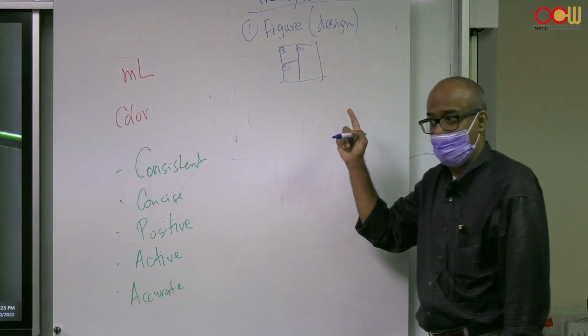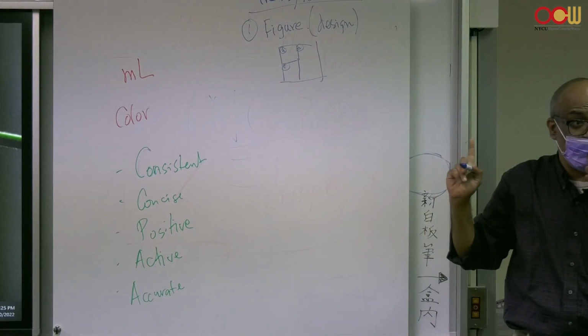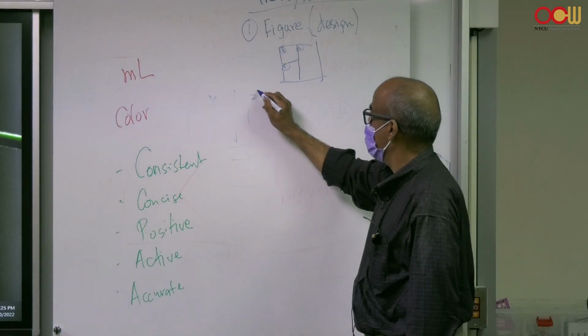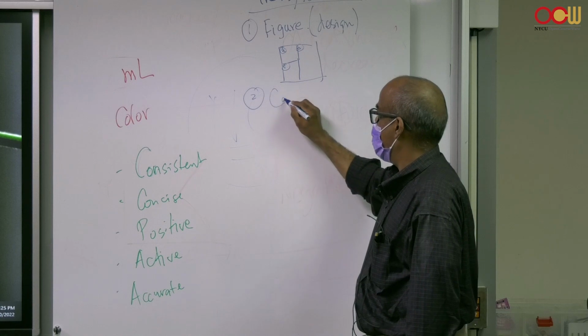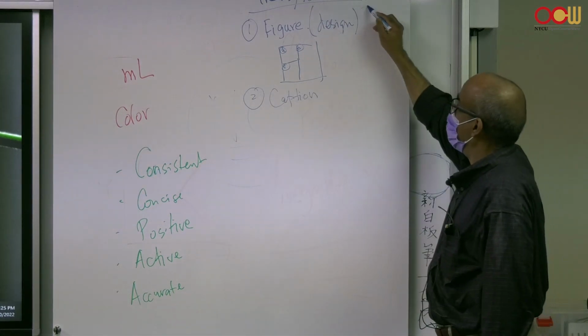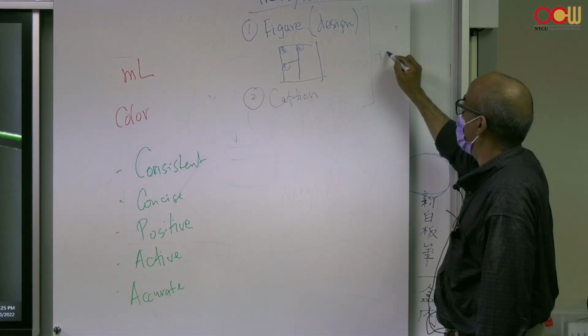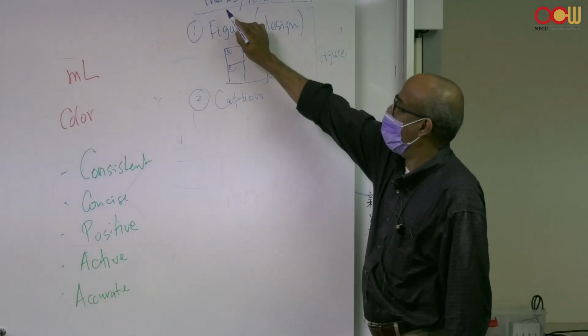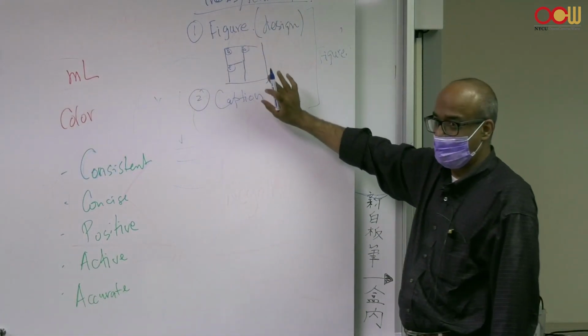So that's a figure design. You have a composite figure. So you design that figure. Second thing that you do is write the caption. This completes the figure. So now your figure is complete. So this is your step 1 to start writing, either thesis or manuscript.